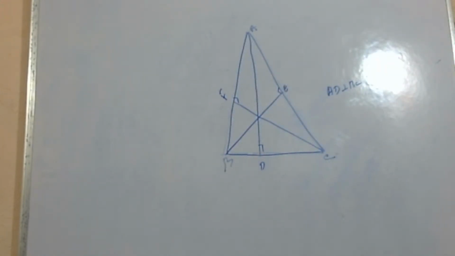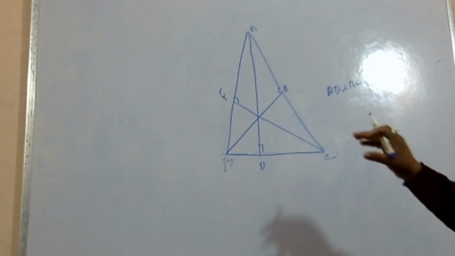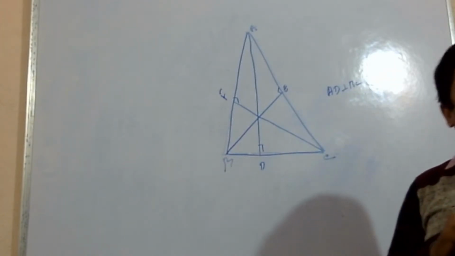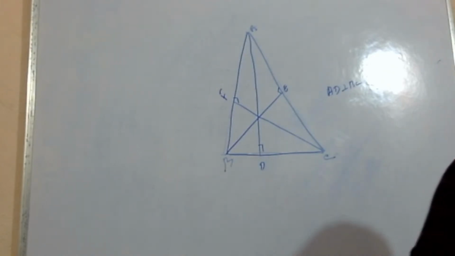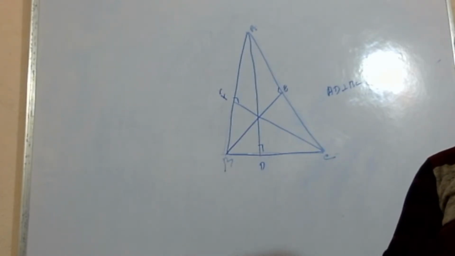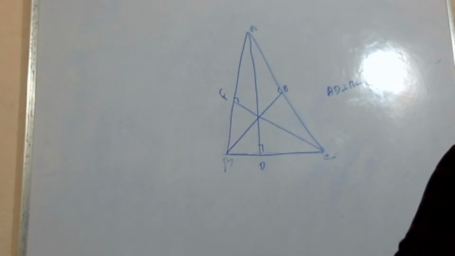The question is, prove that all the altitudes are passing through a single point. This is known as concurrent. We have to prove it. Clear? Now you know any two lines intersect in a single point. Yes. Any two lines intersect in a single point.